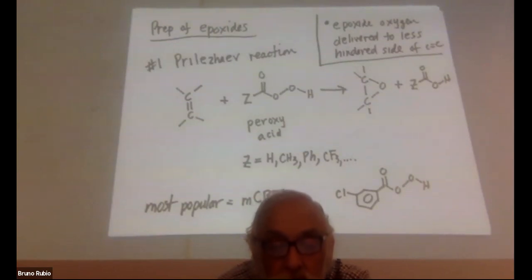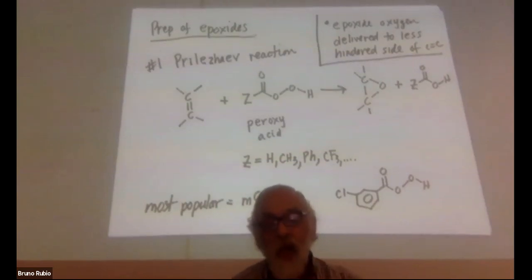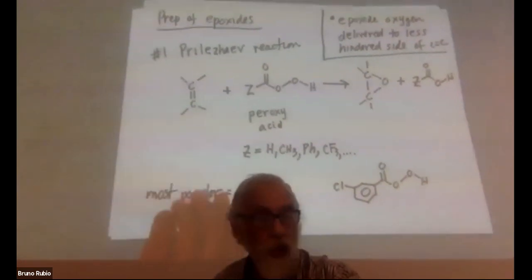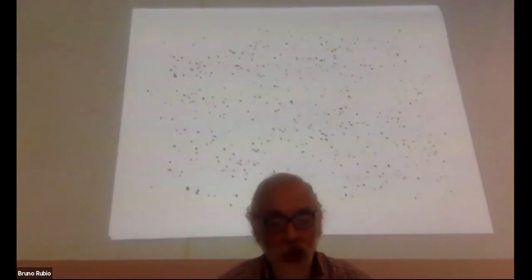So this is the first way of making an epoxide. It's coming from an alkene. We're using a peroxy acid. But one of the things we have to remember is that that epoxide oxygen is going to end up where the alkene used to be, but it is going to be on the less hindered side of the alkene if it has one. Okay, so let's not talk about the mechanism yet. Let's just try some product prediction.